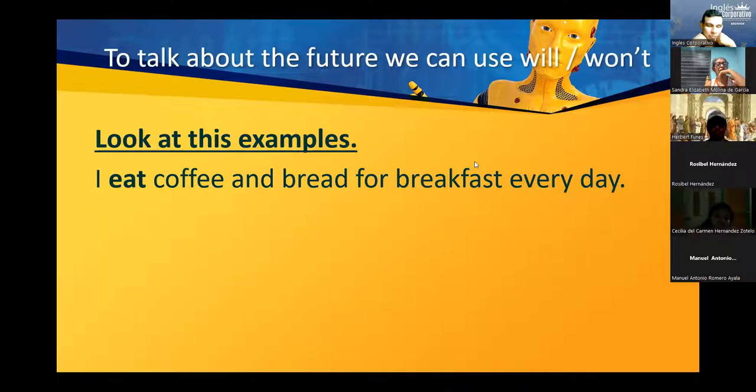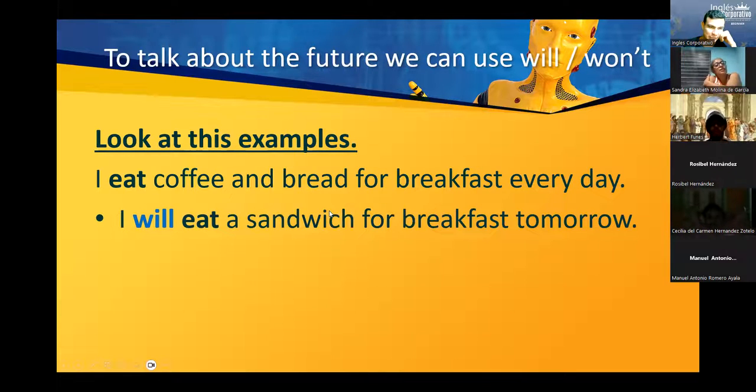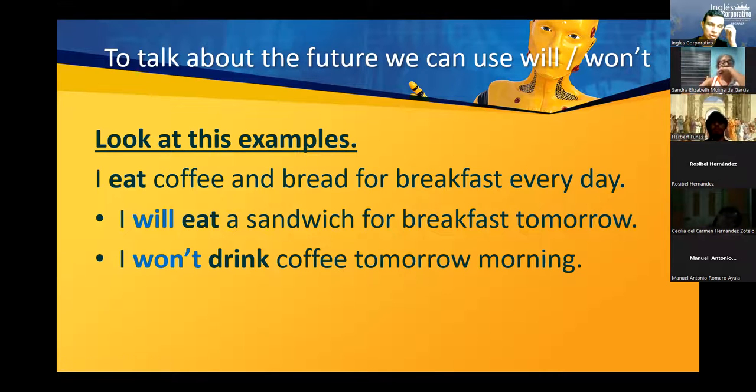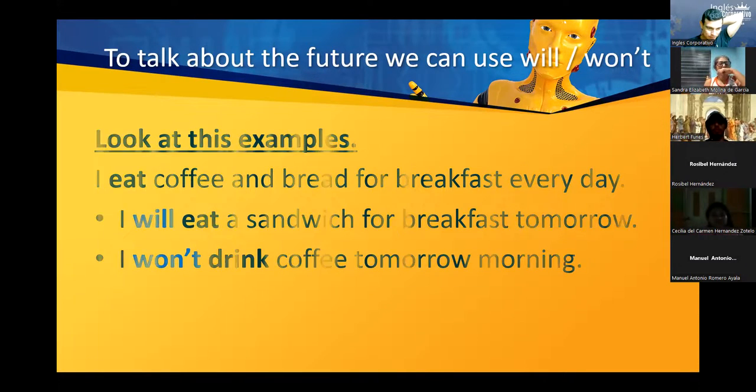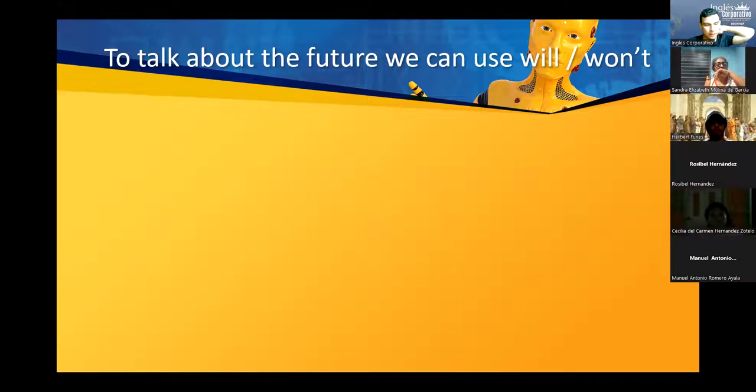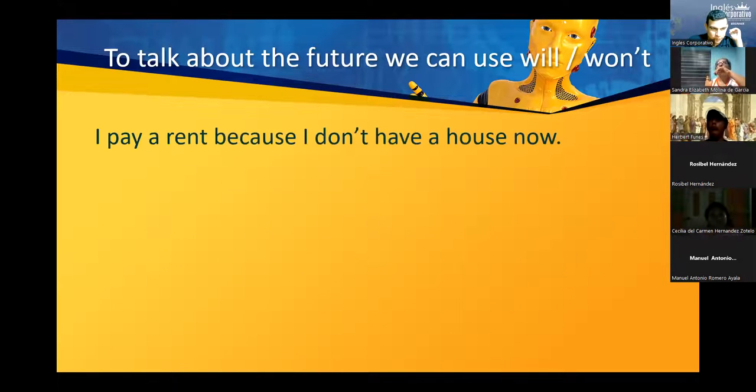Okay, look at this example. I will eat a sandwich for breakfast tomorrow. I won't drink coffee tomorrow morning. Okay, I pay rent because I don't have a house. Now, ¿qué predicciones podría hacer utilizando will?